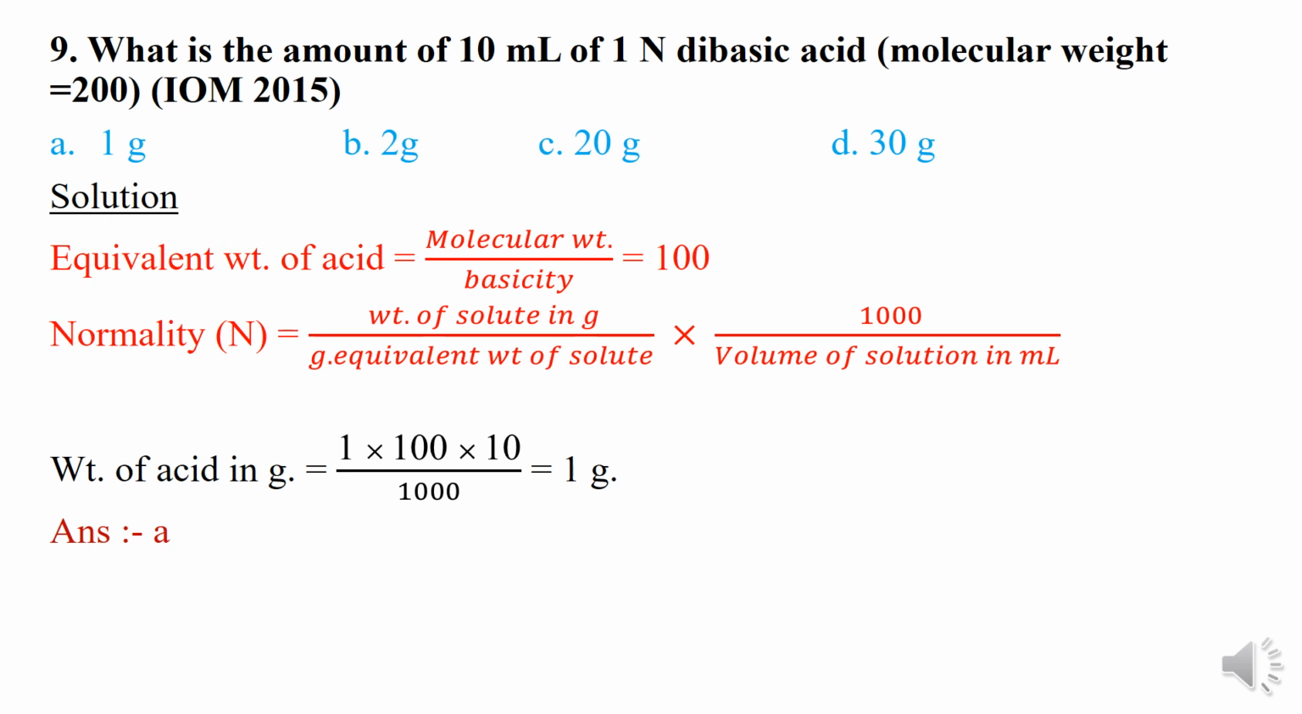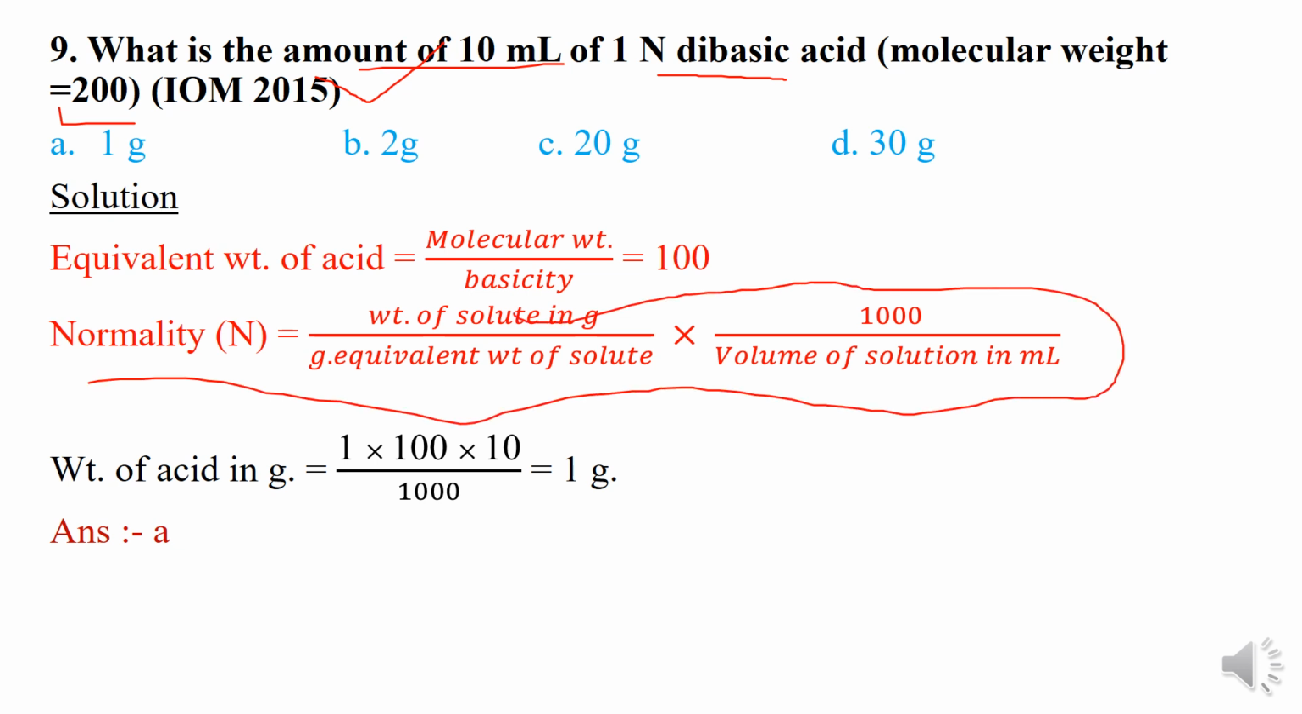Next question. What is the amount of 10 ml of 1 normal dibasic acid? Molecular weight is equal to 200. We have to calculate the amount of dibasic acid by using this formula. Normality is given, but we have to calculate the weight of solute in gram. So equivalent weight will be molecular weight by basicity. Basicity is 2 because the acid is dibasic. So weight will be 1 gram.